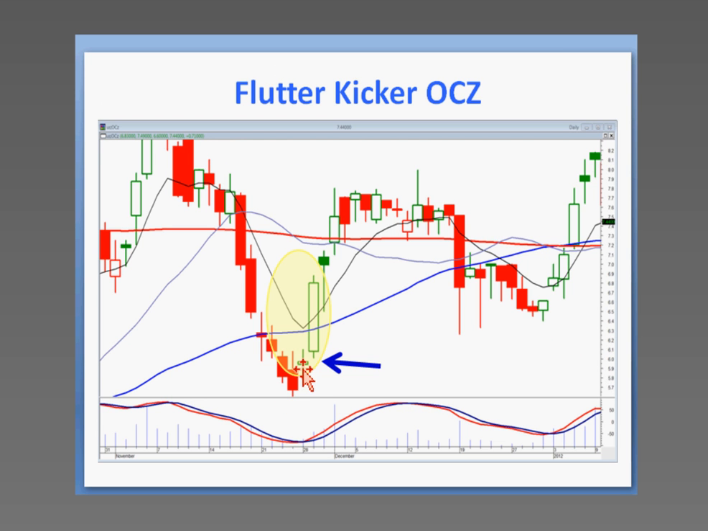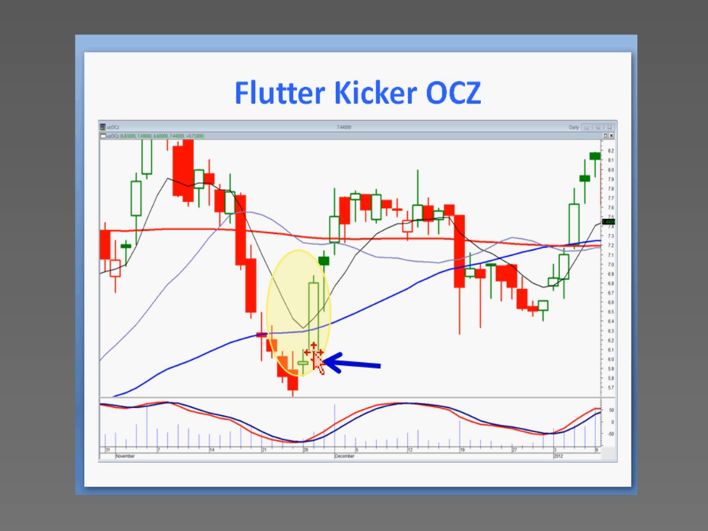This is what we call the flutter kicker signal. Notice that we had a down day. The next day they gapped it up, but they only did a doji. But where did they do that doji? They opened this and closed it above the previous day's open. And what's our simple rule of a doji? They're going to move it in the direction of how they open it the next day after a doji.